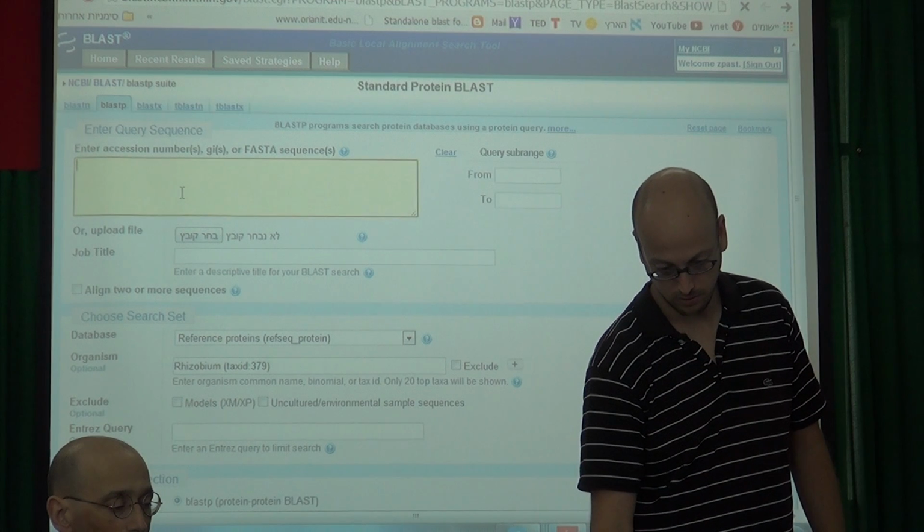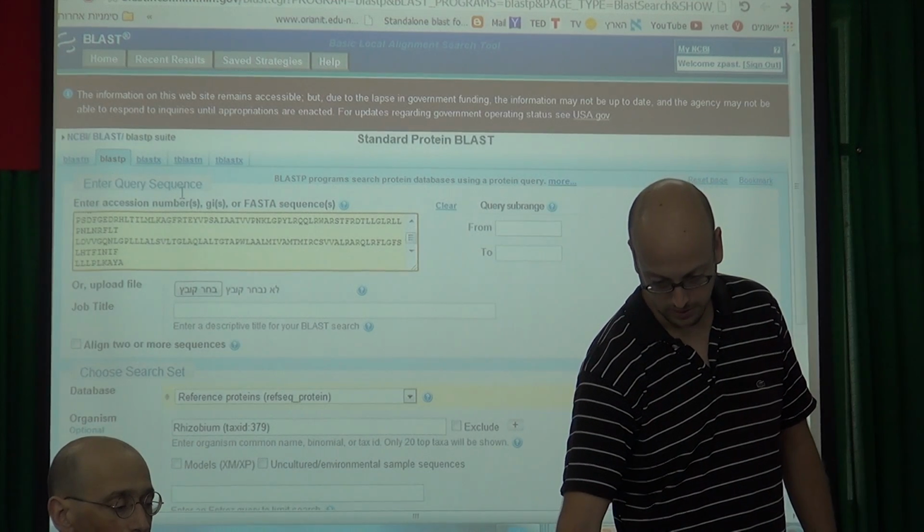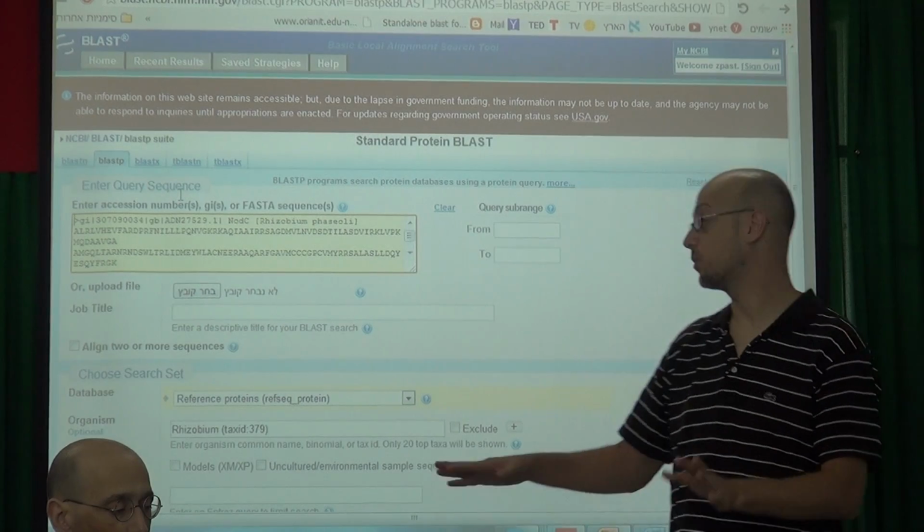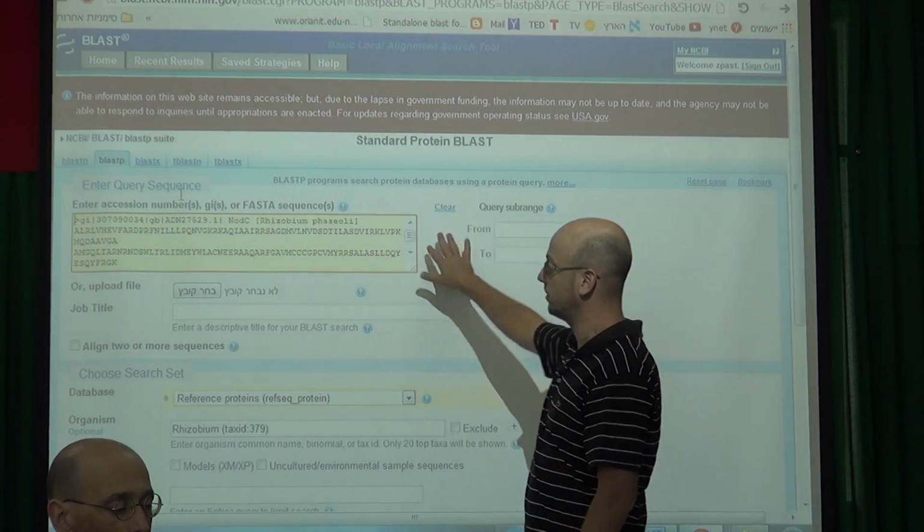And we pasted this sequence as a query sequence.